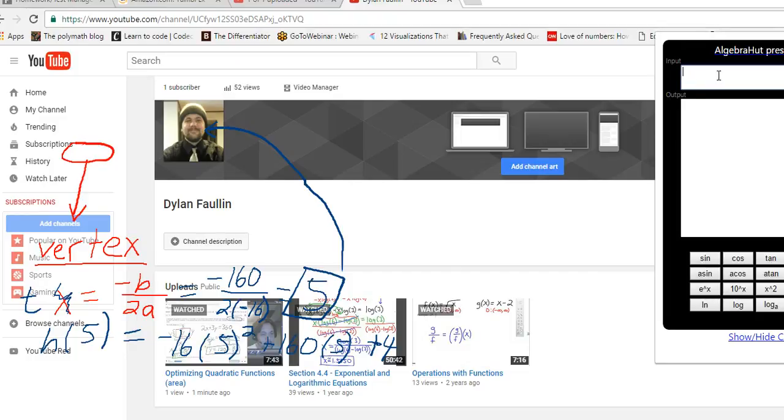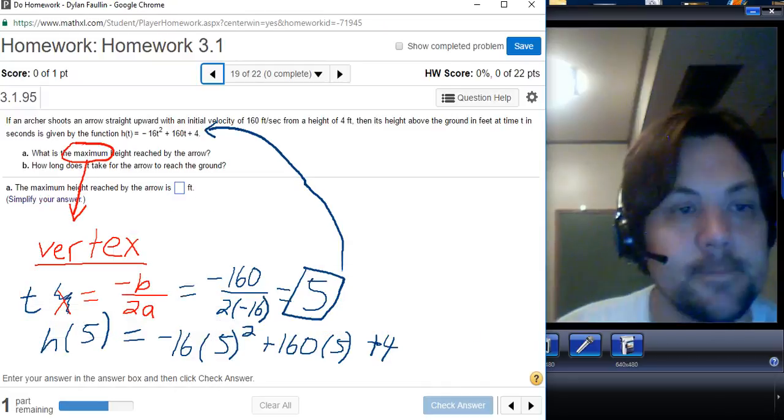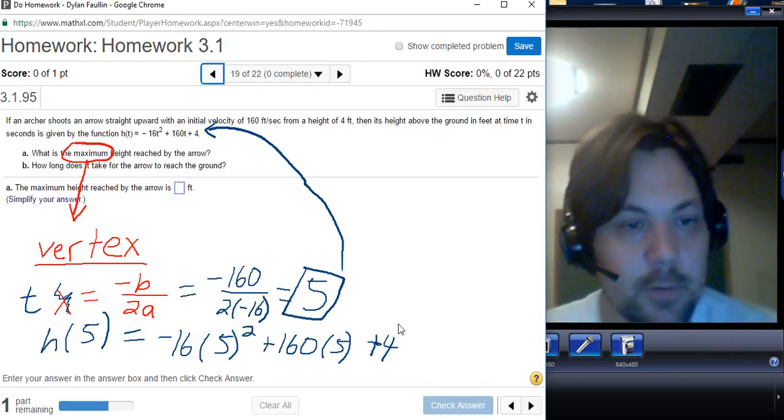We have negative 16, see if this will work, times 5 squared, that's just going to be 25. Let's just write that as 25, plus 160 times 5 plus 4. And I end up getting the value of 404. All right, so this equals 404.